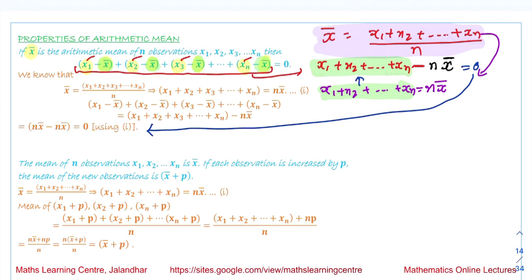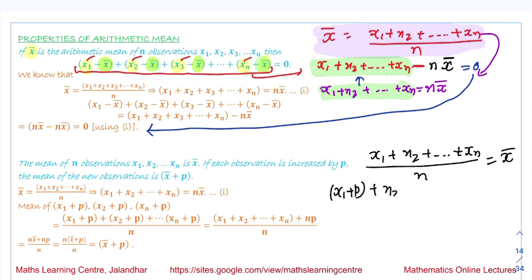Now the second is, the mean of n observations is x bar. If each observation is increased by p, the mean of the new observations is x bar plus p. What this means is that the mean of n observations, x1 plus x2 plus so on up to plus xn over n, is x bar. Now each observation is increased by p, so it is x1 plus p, x2 plus p, so on up to xn plus p. The number of observations is n, and we have to calculate the value of this term.